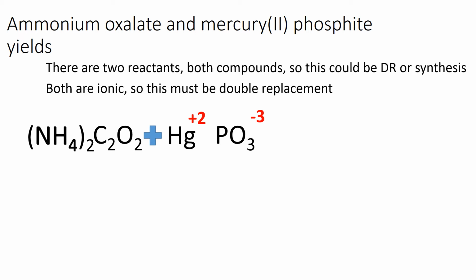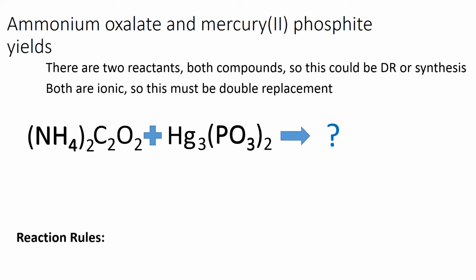The phosphite ion is a -3, so when we crisscross, we end up with Hg3 and our PO3 in parentheses with a 2 after it. Now we need to see what it yields. We'll turn to our reaction rules.